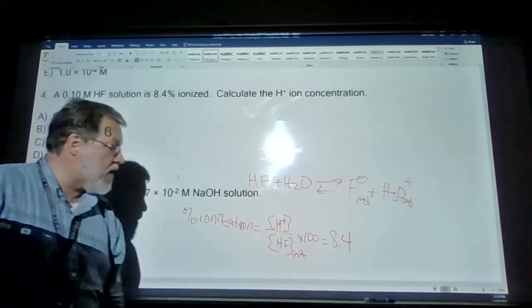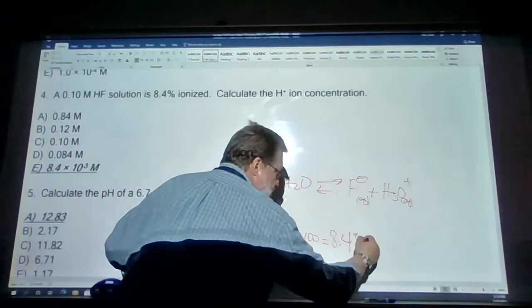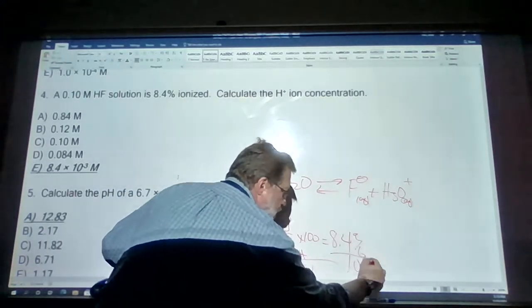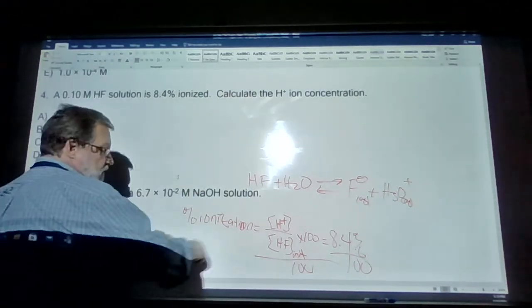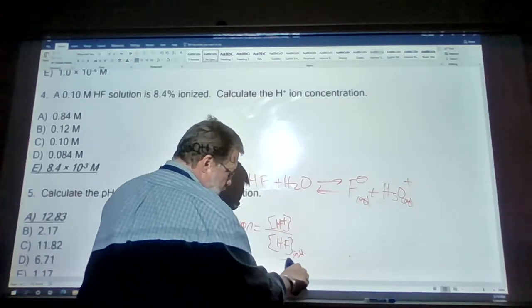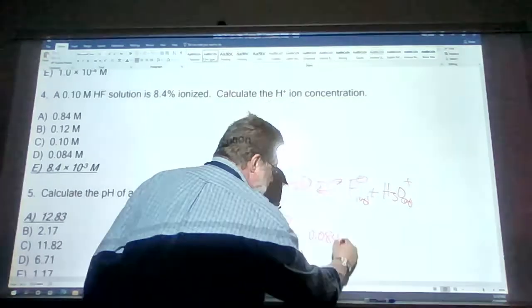If we divide by 100 on both sides, we can get rid of the percent. This is 8.4%. Divide both sides by 100, we get rid of that percentage sign. So we divide both sides by 100 and we get 0.084.